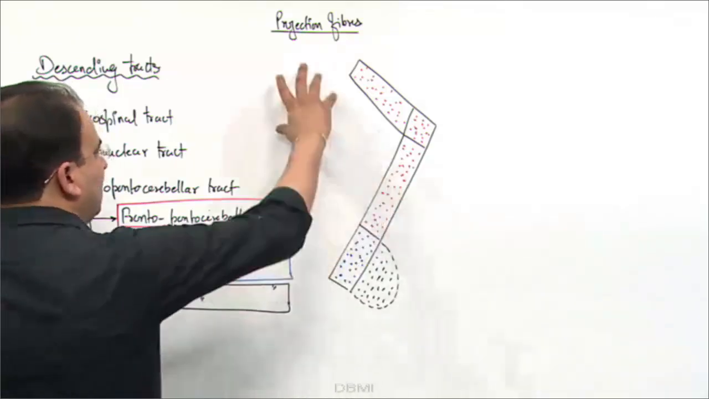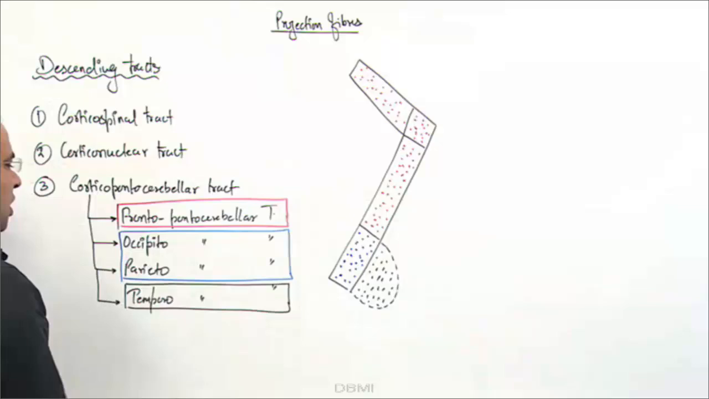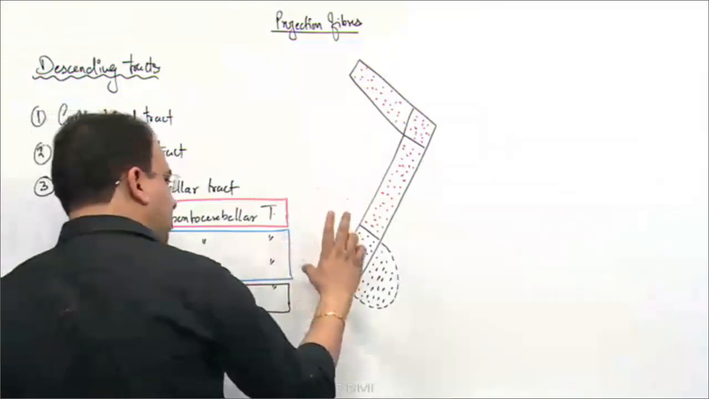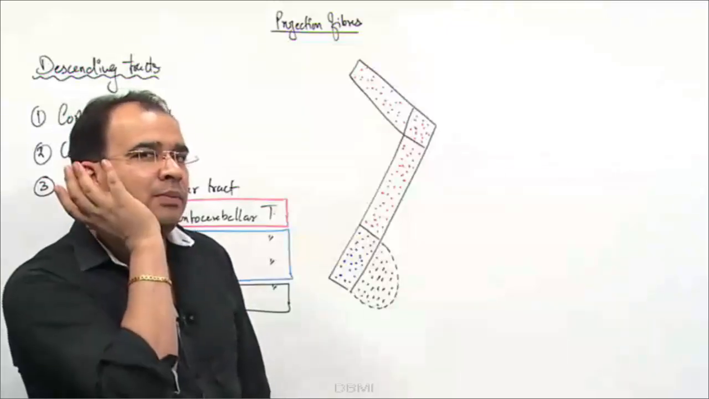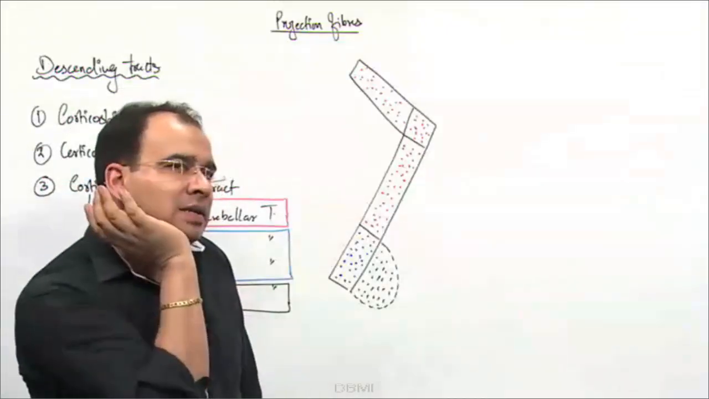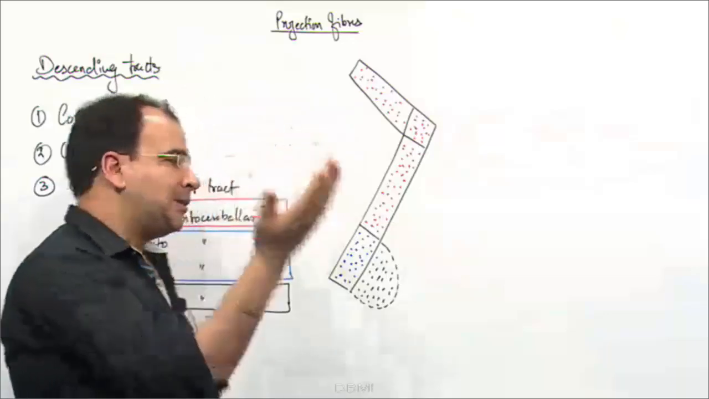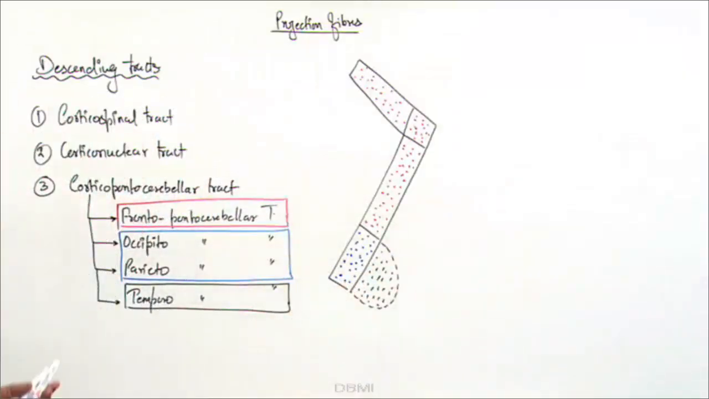So frontopontocerebellar from anterior limb, genu and posterior limb, occipitoponto and parietoponto from the retrolentiform part, and temporoponto, as we know, anything going to the temporal lobe or coming from the temporal lobe has to go from the lower part of the internal capsule, and that is sublentiform part.